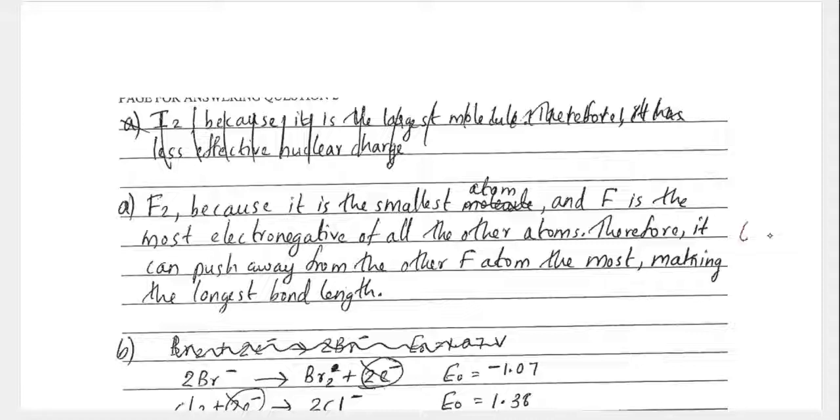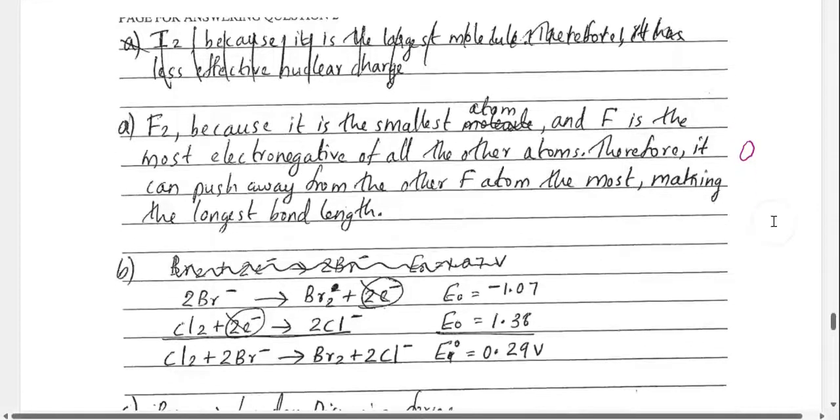We're just looking for the largest atoms, because the larger their radii are, the farther apart their nuclei will be, and that will make a longer bond length. Okay, Part B looks good.